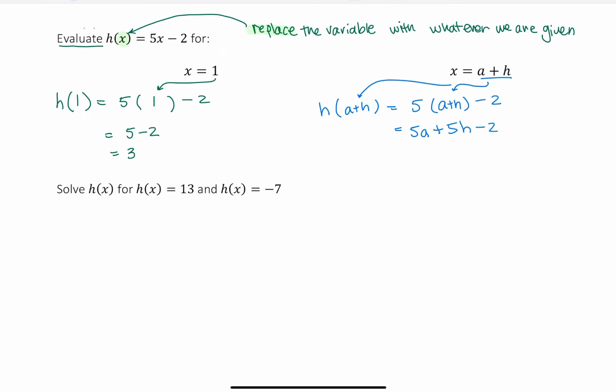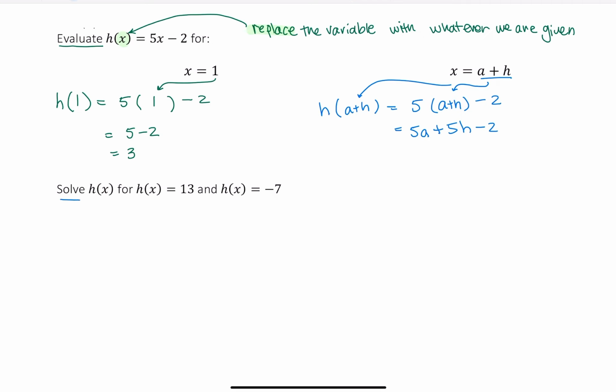We have no more remaining like terms. We can't combine anything, so we're done. Whereas here, 5 and 2 are both whole numbers. They're both numbers. They're like terms, so we combine them to get 3. In this case, we can't do that, so we are done. All right, let's move on.